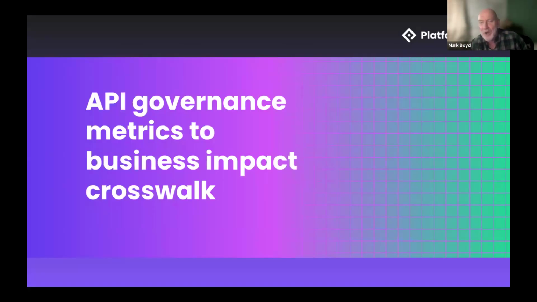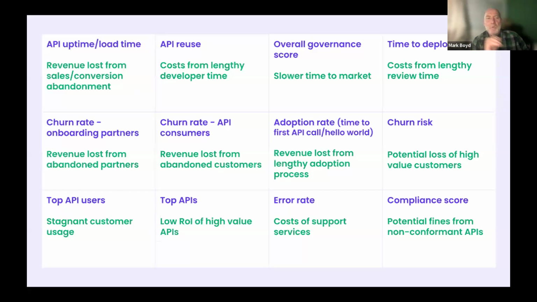That's when we thought, okay, let's do a crosswalk. And so what we've got here in the purple is the API metrics that we're kind of more used to. So API uptime or latency, as we talked about.